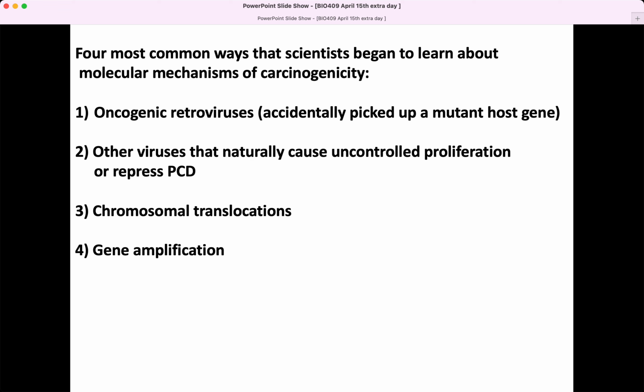So in class on Thursday, I went through these four items on this list. These are ways that scientists managed to make early progress in understanding molecular mechanisms of cancer and helped them identify genes that were oncogenes that could be misregulated or mutated and contribute to cancer. And so we went through that. I just wanted to show you that again.